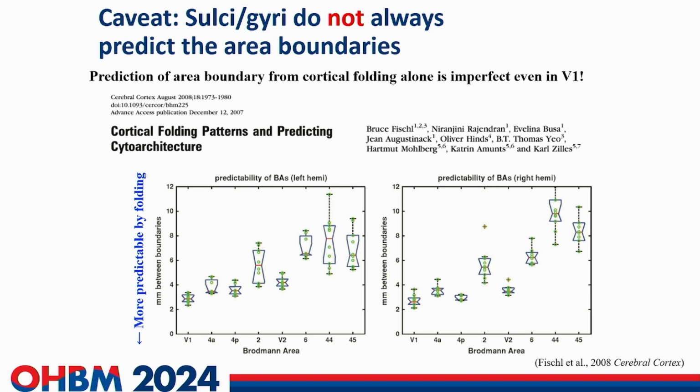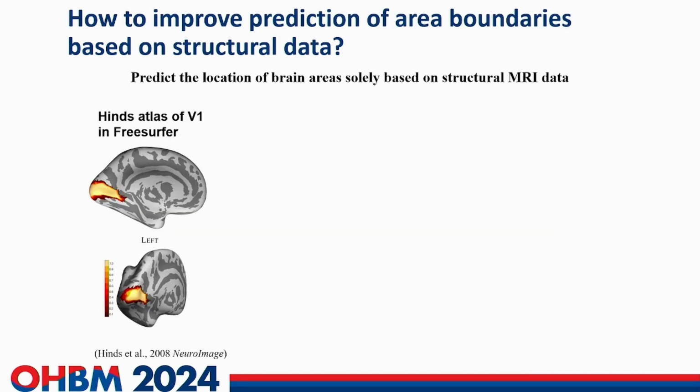If we go to V2, or to Brodmann areas 44 and 45, the prediction performance gets much worse. So you couldn't reasonably predict the area boundary solely based on sulcal folding. You can use a sulcus as a landmark for a functional area, but it's not always the case. Even the best example is not that perfect.